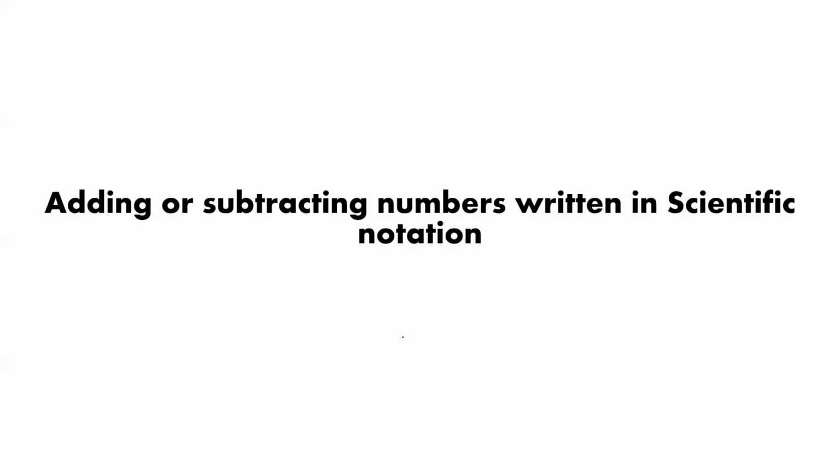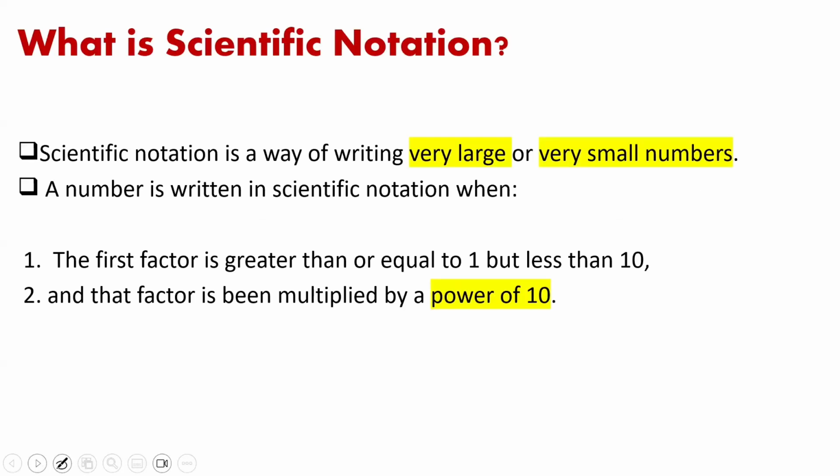In this video, you are going to learn how to add or subtract numbers written in scientific notation. Before we can go into our example, first you need to know what we mean by the term scientific notation. Scientific notation is a way of writing down very large or very small numbers. How do we know that a number is written in scientific notation? What tells us that that number is written in scientific notation?